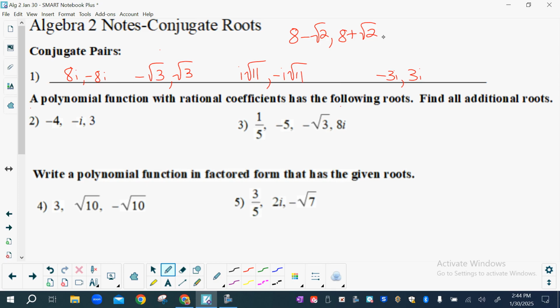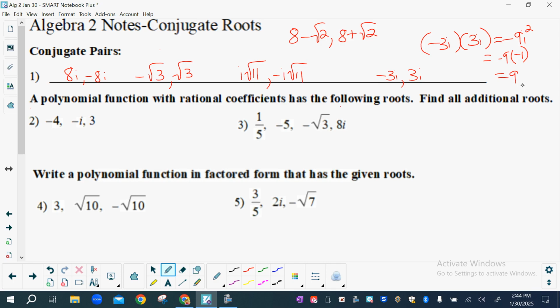What happens if I take 3i times negative 3i? What do I get when I multiply those? 3i times negative 3i is negative 9i squared. What is i squared equal to? Negative 1. So this is negative 9 times negative 1, or 9. So the i goes away. It becomes a rational number, an integer.